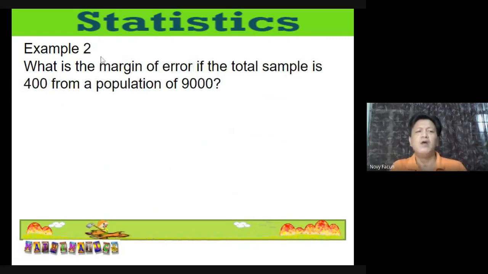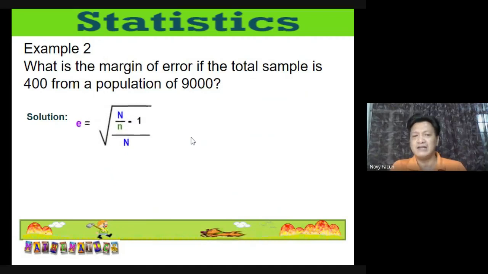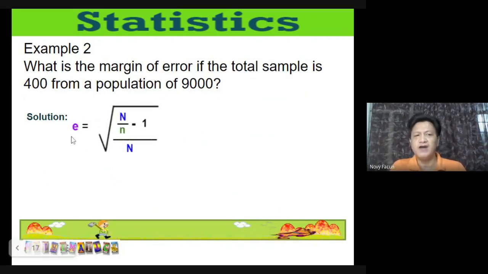Okay, another example. What if the missing is the margin of error? Okay, so number 2 example, no? What is the margin of error if the total sample is 400 from the population of 9,000? Okay, so dito naman, galing pa rin sa Slovin's formula natin, dinerive lang natin. Kaya ang formula natin to find the margin of error or E, we have the square root of capital letter N, yung N dyan is the total population, over n, yung small letter, yun yung sample size, minus 1 over capital letter N, yun yung population natin.